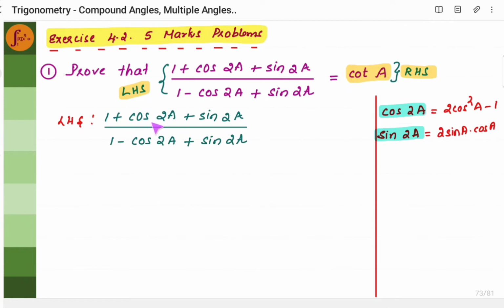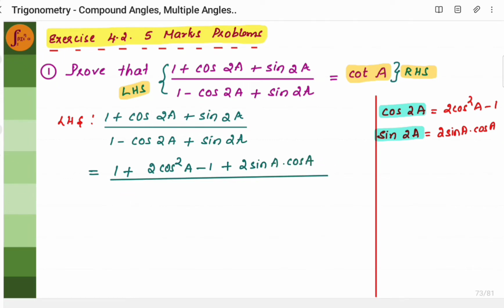And now we need cos 2a and sin 2a formulas because we will have to substitute them here. There are multiple formulas for cos 2a. We will use 2 cos square a minus 1. And for sin 2a, it is 2 sin a cos a. So we get 1 plus cos 2a, which is 2 cos square a minus 1, plus sin 2a, which is 2 sin a into cos a. Similarly, in the denominator, we have 1 minus cos 2a, using the same formula, 2 cos square a minus 1, plus sin 2a, which is 2 sin a into cos a. So we have substituted this.